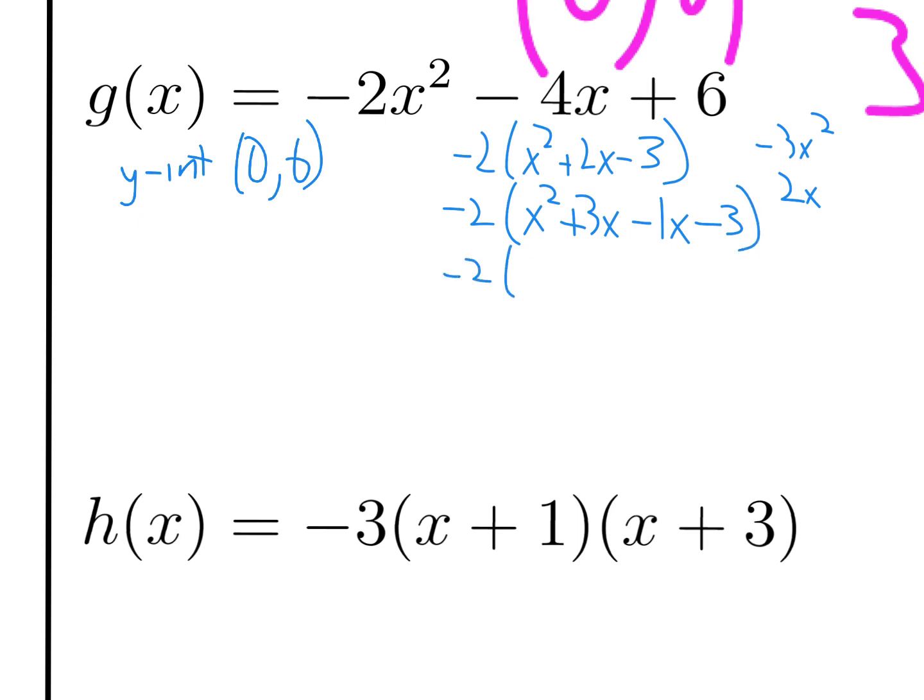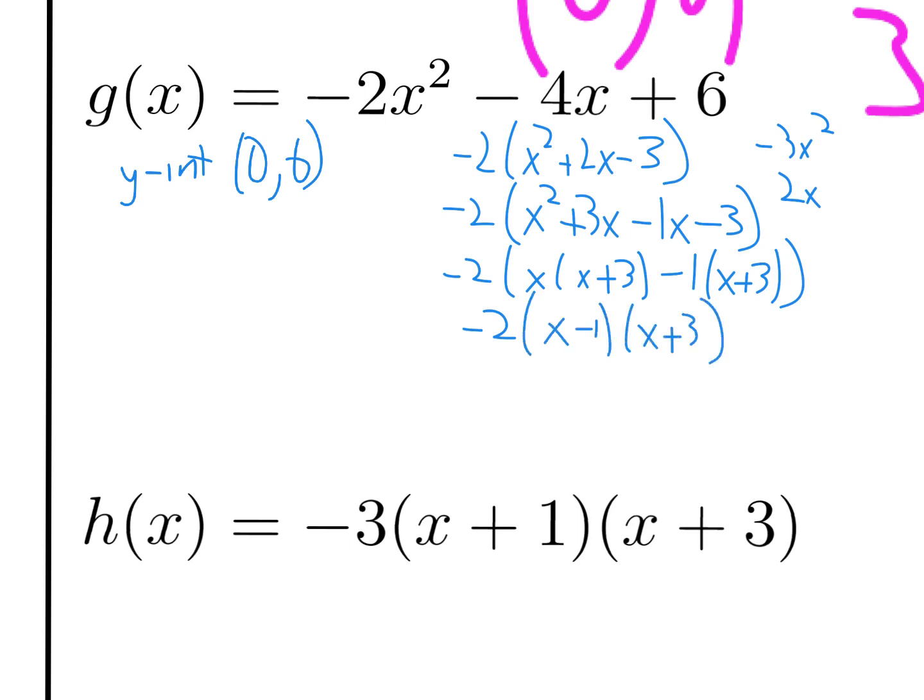And then I can factor out an x and a negative 1. And therefore I finish with x minus 1, x plus 3. So my roots, or my x-intercepts, or my zeros, are 1, 0, and negative 3, 0. My vertex, therefore, is halfway in between those two.